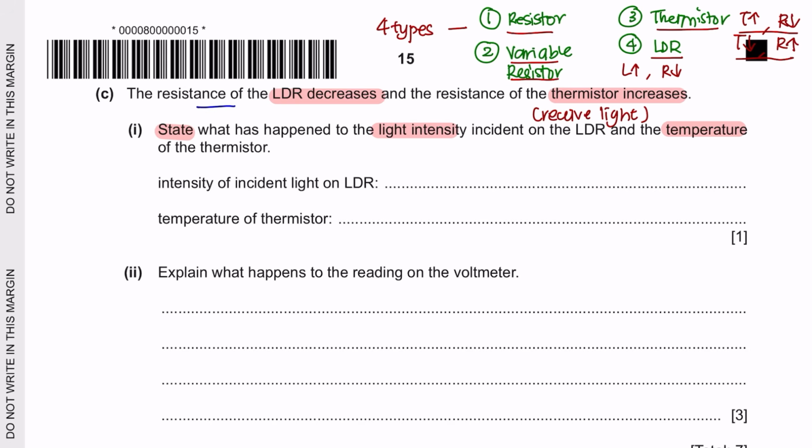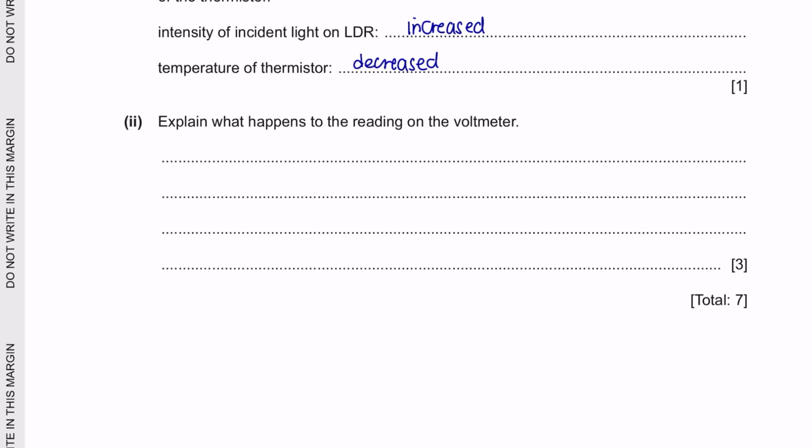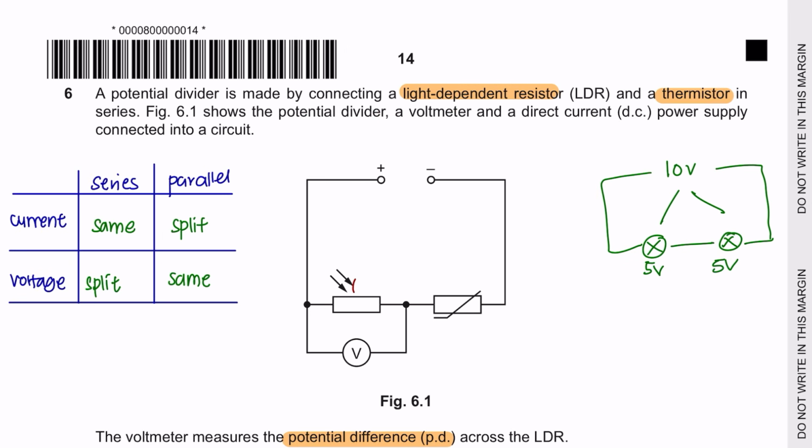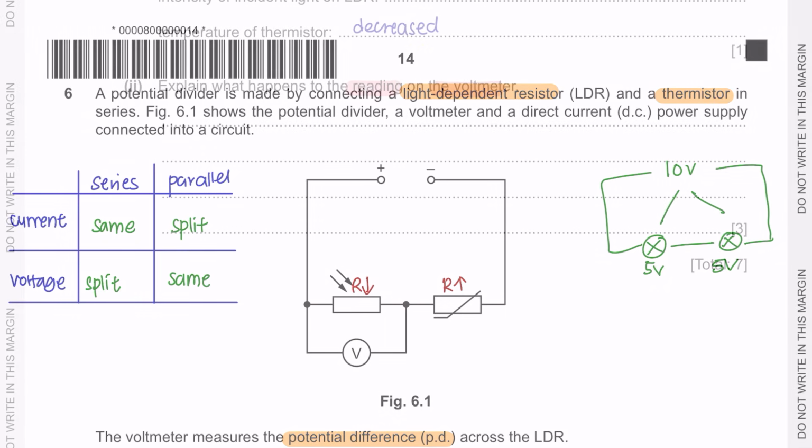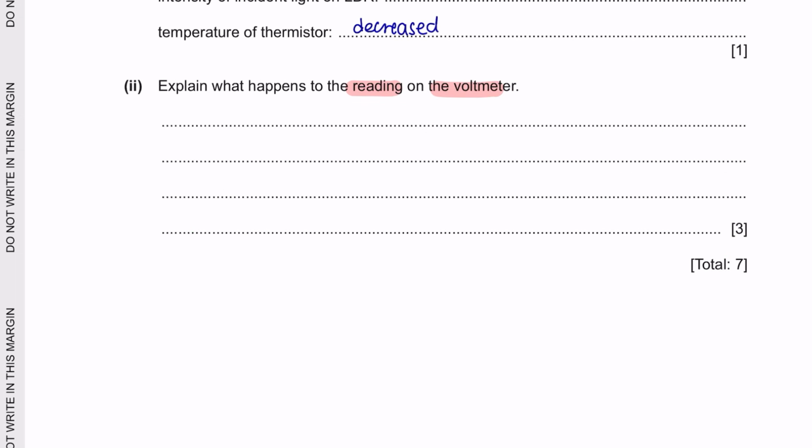So if the resistance of the LDR has decreased, this means that the light intensity has increased. And if the resistance of the thermistor has increased, this means that the temperature has decreased. Next, part 2. Explain what happens to the reading on the voltmeter. So the resistance of the LDR decreases and the resistance of the thermistor increases. According to the formula of the potential divider, if the resistance has decreased, then it will have a smaller proportion of the total resistance, which then will be a smaller proportion of the EMF.